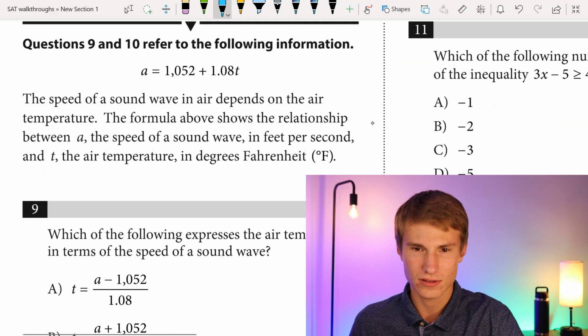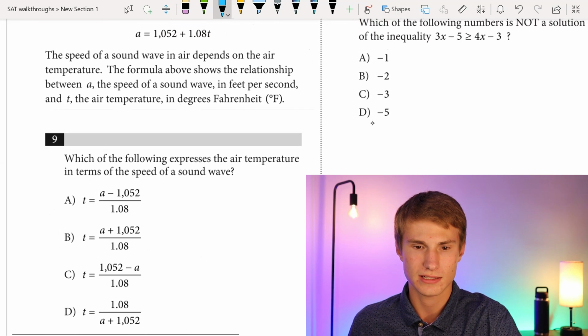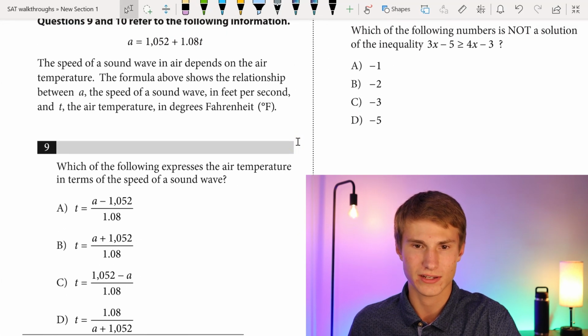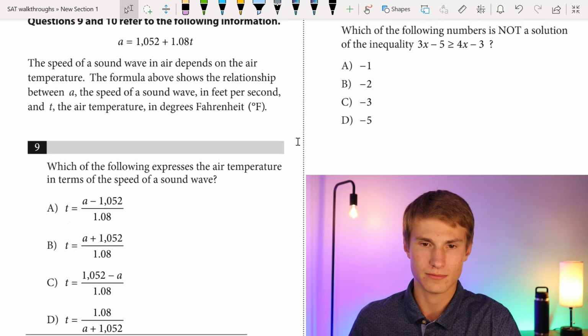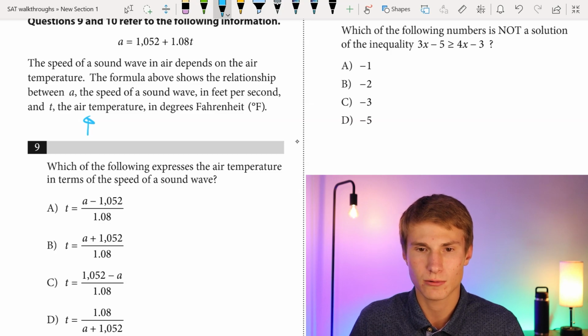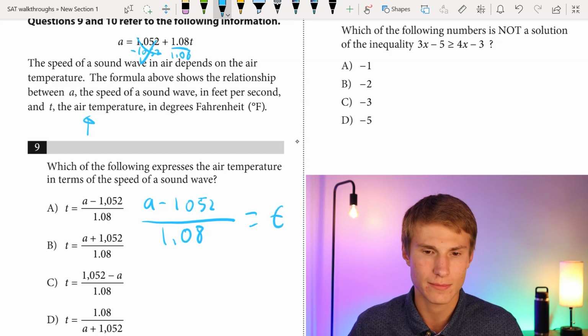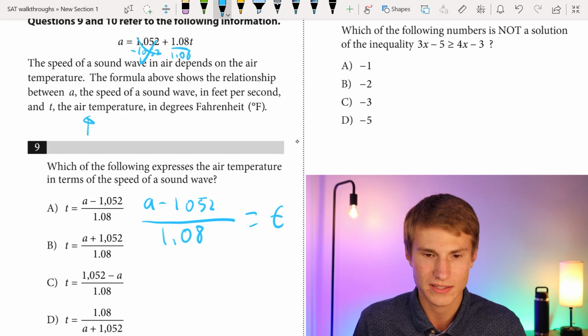Questions 9 and 10 refer to the following information. All right, I see in number 9 that I'm just going to end up rearranging for t. I see that because all my answer choices just have t equals, and I've got an equation up top. So I'm just going to go ahead and do that before I realize if I have to read this at all. So in order to solve for t here, I've got to subtract 1,052 from each side. So I'm going to end up with a minus 1,052. And then after that, I've got to divide each side by 1.08. So that's going to give me what t is equal to. So I'm going to find my answer choice that matches what I just wrote, and that's going to be answer choice A.